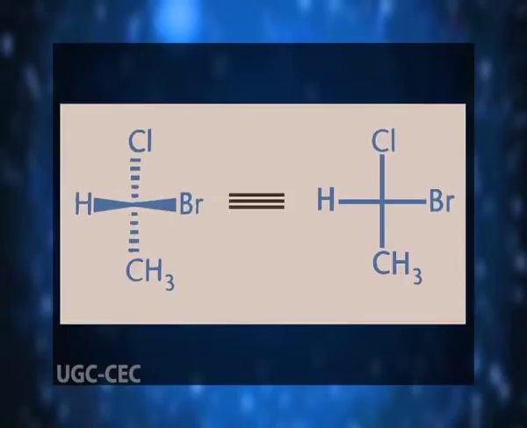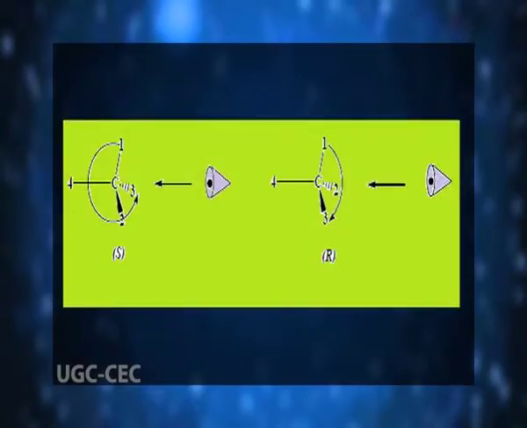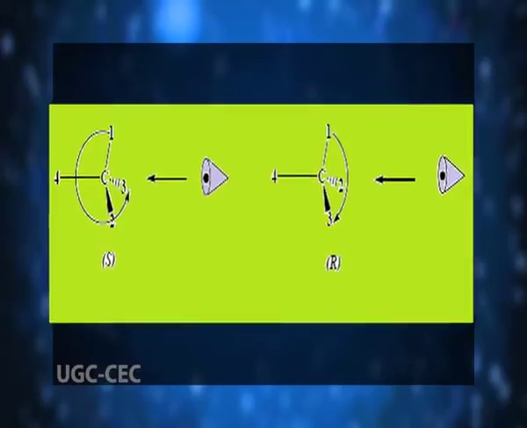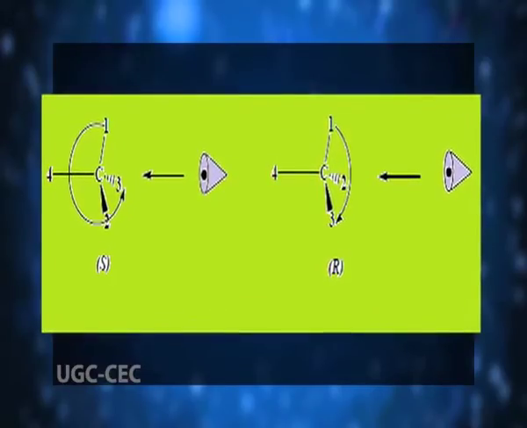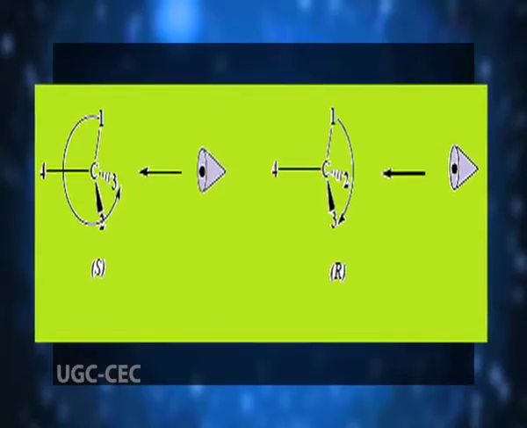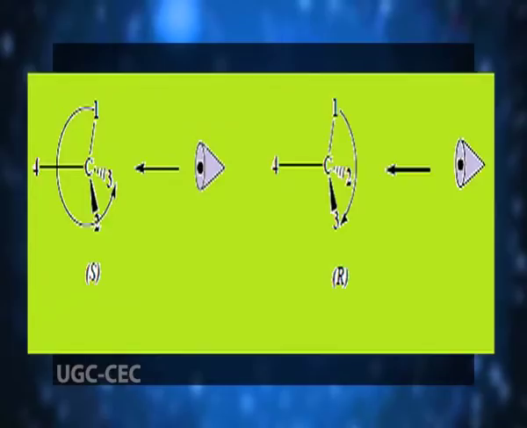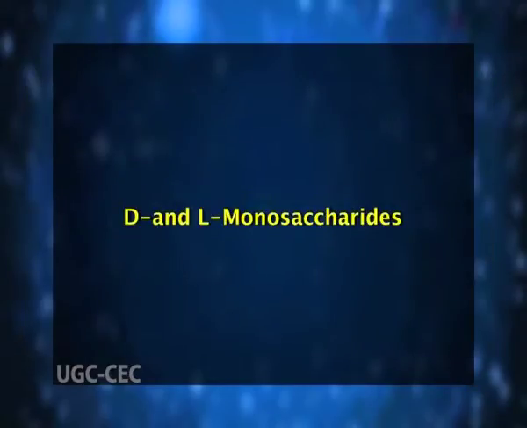Chemists commonly use 2-dimensional representations called Fischer projections to show the configuration of carbohydrates. Following is an illustration of how a 3-dimensional representation is converted to a Fischer projection. The horizontal segments of a Fischer projection represent bonds directed toward you, and the vertical segments represent bonds directed away from you. D and L monosaccharides.